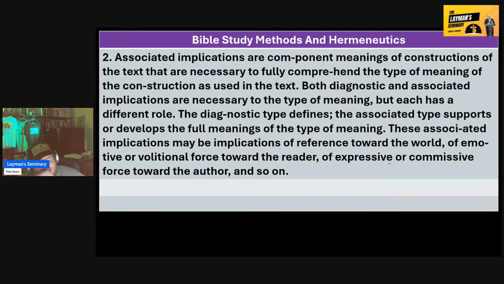Two, associated implications are component meanings of constructions of the text that are necessary to fully comprehend the type of meaning of the construction as used in the text. Both diagnostic and associated implications are necessary to the type of meaning, but each has a different role. The diagnostic type defines; the associated type supports or develops the full meaning of the type of meaning. These associated implications may be implications of reference toward the world, or motive or volitional force toward the reader, or expressive or commissive force toward the author, and so on.